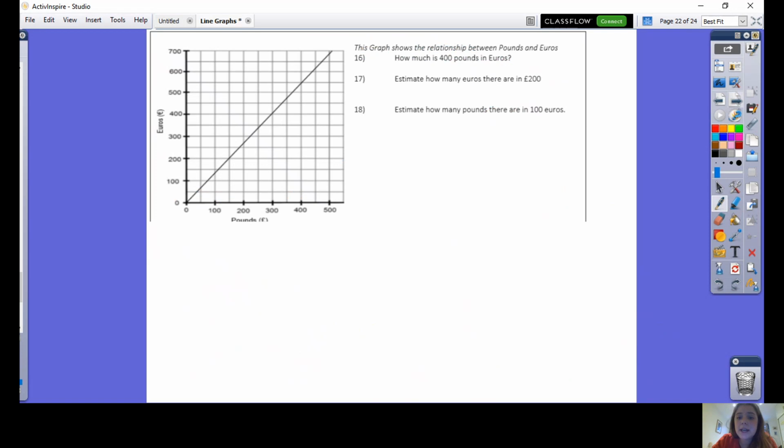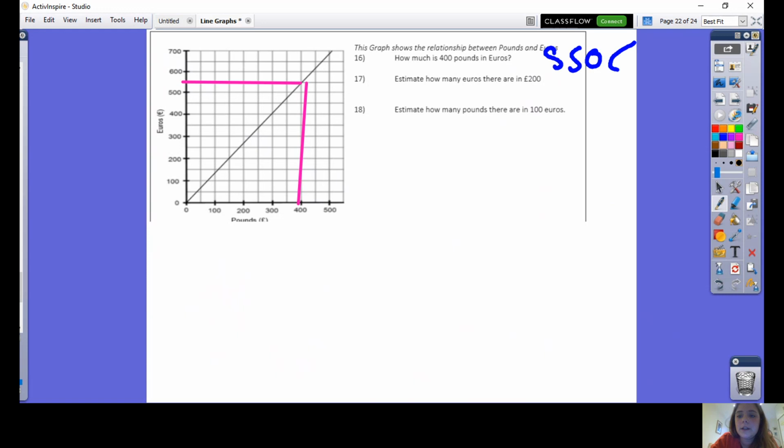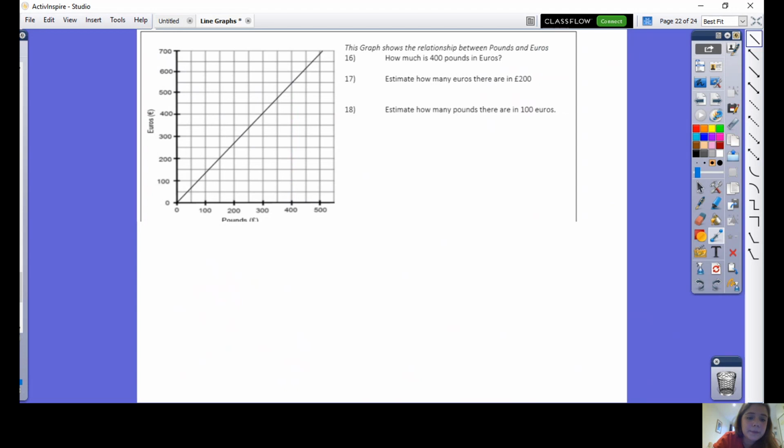Okay, in this group of questions then, how much is £400 in euros? We need to go to pounds. £400 is here, reading across to there, and then looking at your euros, that's 550 euros. Unit of measurement is E for euros. Oops.